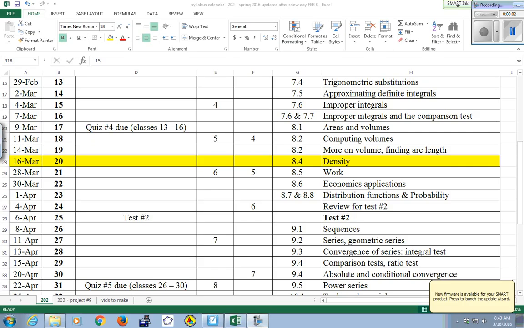Okay, so we're going to continue working on applications of the integral today. We'll talk about density and mass.